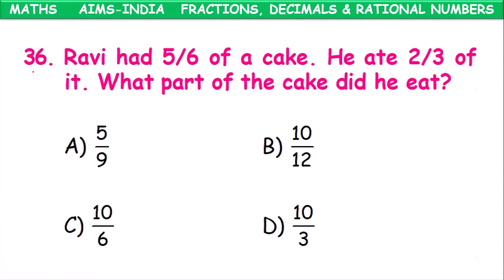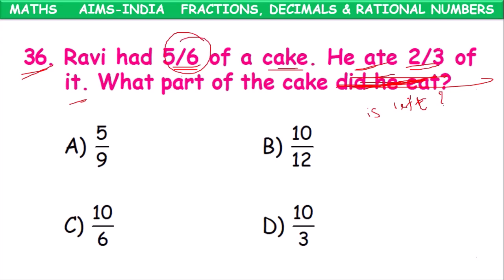Already up to 35 questions we have completed, children. Now the 36th question. Ravi had 5/6 of a cake. He ate 2/3 of it. What part of the cake is left? Not eaten, children. Please make the change here: what part of the cake is left? Out of the 5/6 part, 2/3 part of the cake was eaten by Ravi. Then what part of the cake is left?